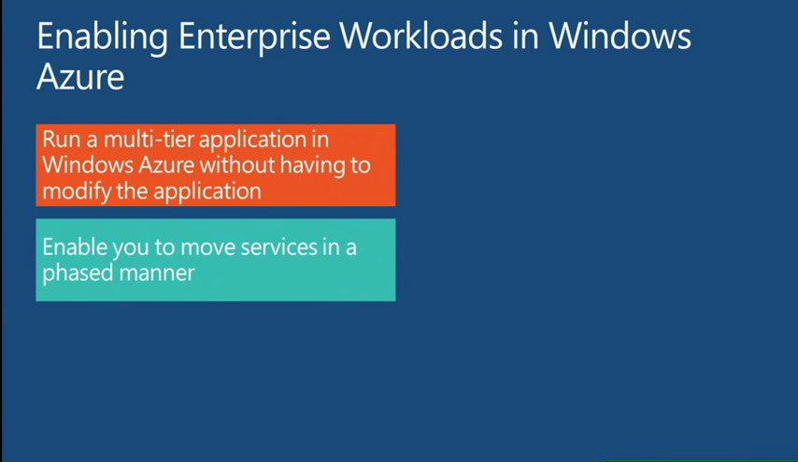And we also wanted to support hybrid. So we also wanted to support the ability to move applications one tier at a time to Windows Azure and still maintain that level of connectivity between your premises and the cloud.